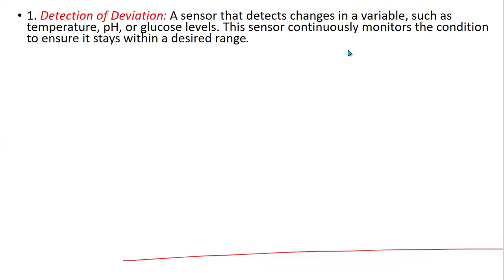Okay, so you're going to talk about how the whole negative feedback works. It starts first of all by detection of a deviation. When there is a deviation, the sensor or the detector will detect the change in that variable. The variables, we mentioned them already. And then this sensor will continuously monitor the condition. So it doesn't detect and raise an alarm and then stop at that.